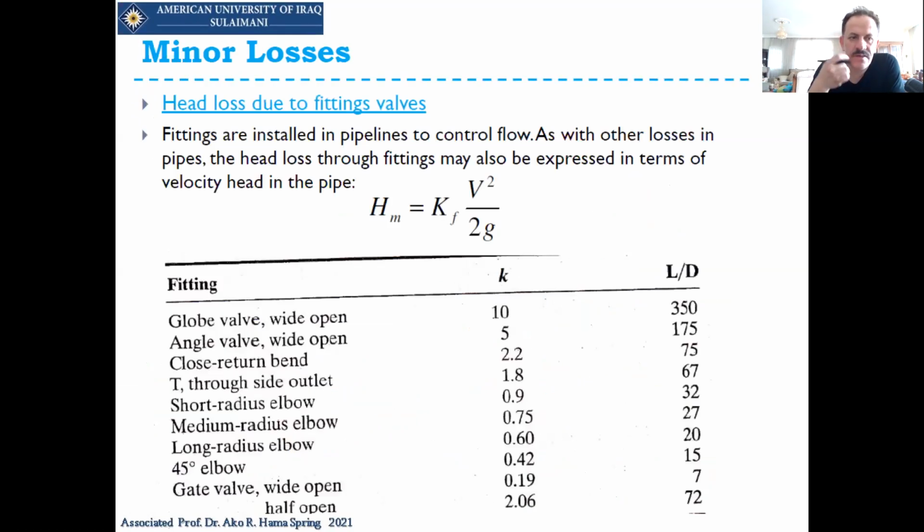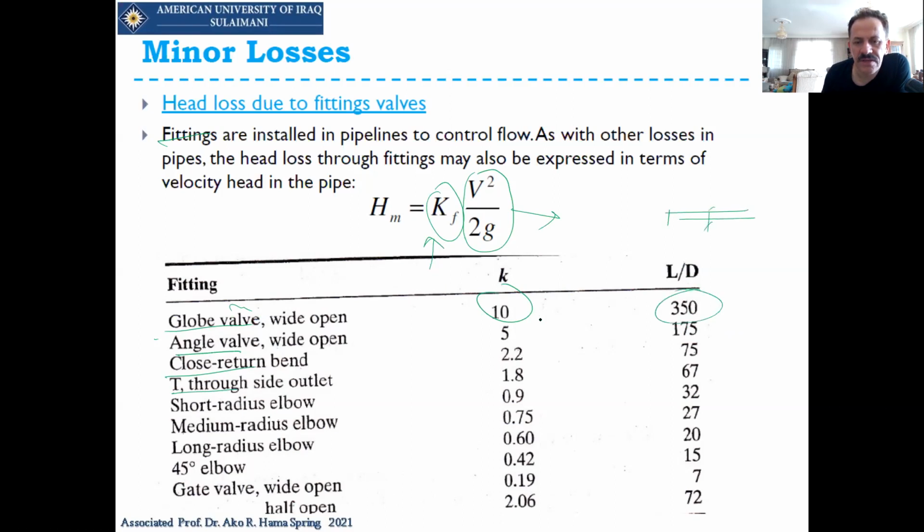Also, for the fittings, all the fittings that we have, for example globe valve, angle valve, close return, and T connection, for all of them we have V squared over 2g. This belongs to the velocity in the connection, and there will be a coefficient for the fitting. For example, for the globe valve, K is 10, based on L over D, the length of the pipe divided by D. If it is 350, then K is 10.